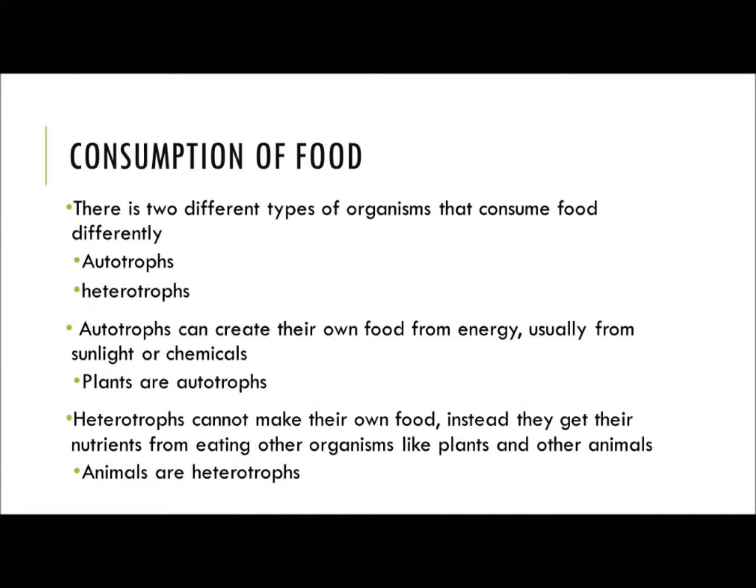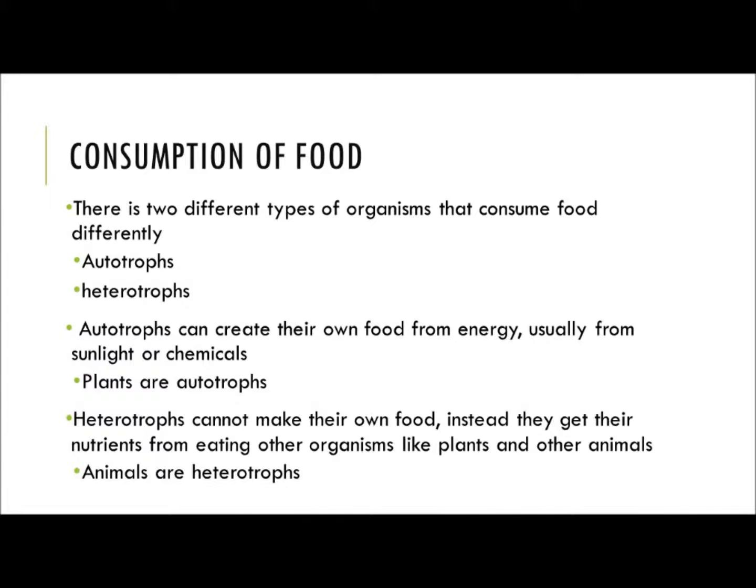Within the category of eukaryotic organisms, there are two different subcategories that divide organisms in how they consume food. The first category of organisms is called autotrophs. The second category of organisms are called heterotrophs.